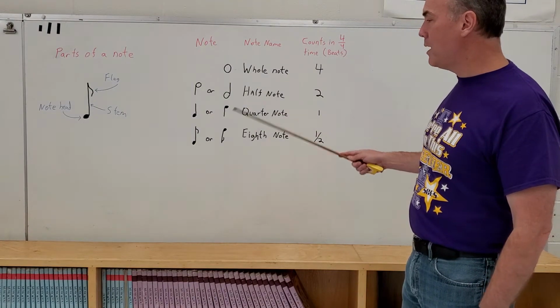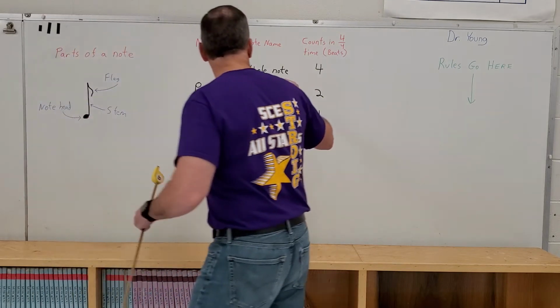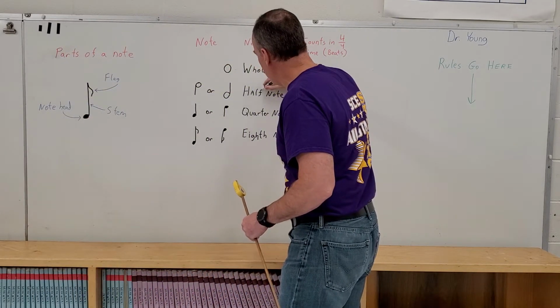All right? I just noticed that F isn't real good. Let me fix that real quick. Now it looks a little more like an F and less like a T.